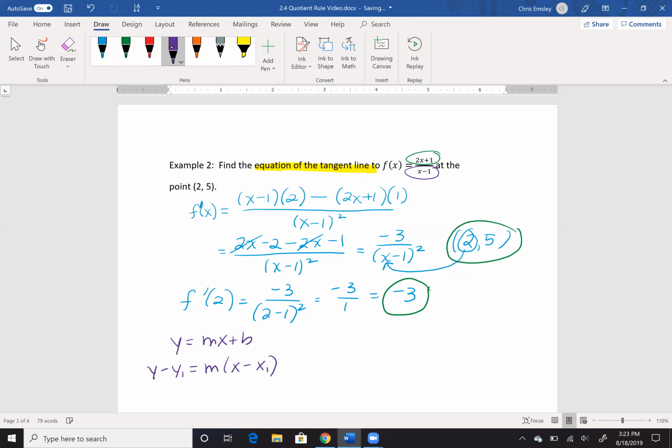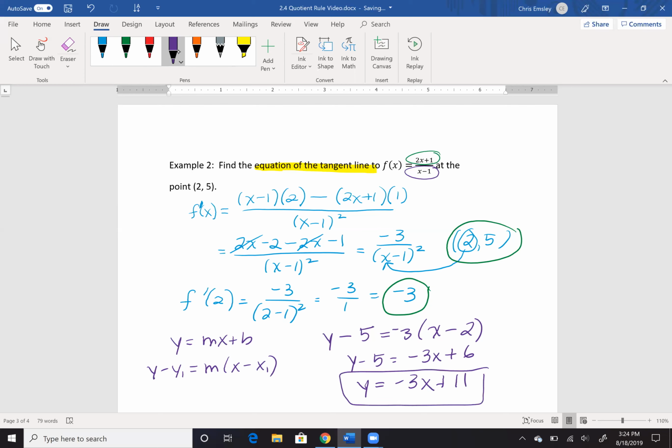Pick whichever one you prefer. I'm going to use point-slope form. That's my preferred method. So I would have y minus y1 equals m, negative 3, times x minus x1, which is 2. We'll distribute that negative 3 and then add 5 to both sides. And there's what we're looking for, the equation of our tangent line.